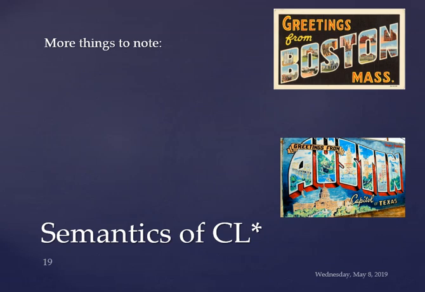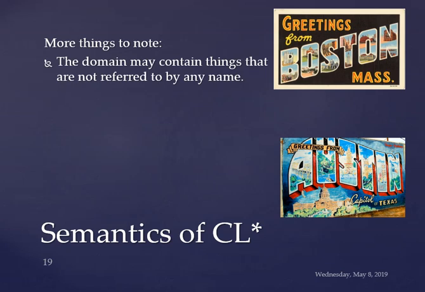Some more things to note. The domain may contain things that are not referred to by any name. Yes, this can be the case. There are stars in the universe that we haven't named. That's how it goes in life. Two predicates can have the same extension. Absolutely, that's right. Think of the predicate triangular, and then think of the predicate trilateral.